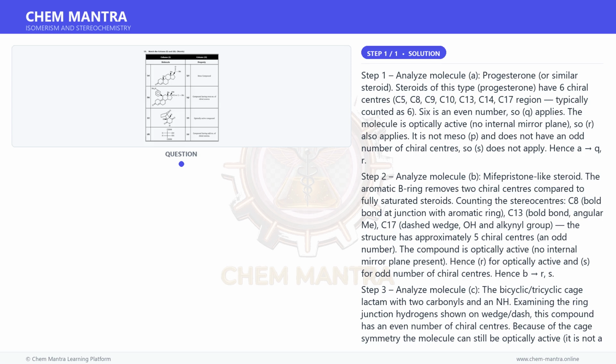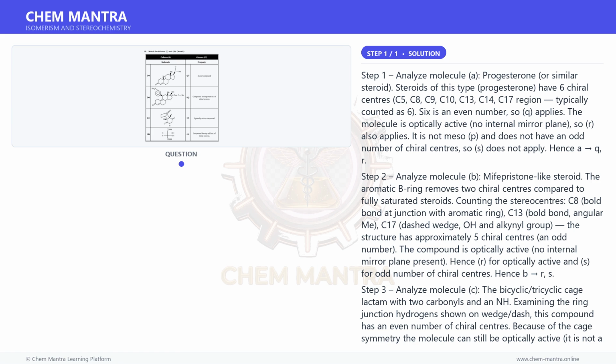Progesterone or similar steroid. Steroids of this type, progesterone, have chiral centers at C5, C8, C9, C10, C13, C14, C17 region, typically counted as 6. 6 is an even number, so Q applies. The molecule is optically active, no internal mirror plane, so R also applies. It is not meso, P, and does not have an odd number of chiral centers, so S does not apply. Hence A: Q, R.